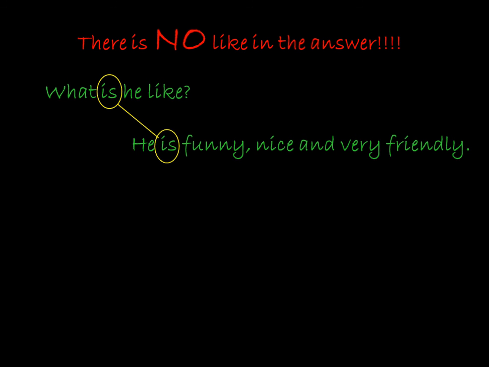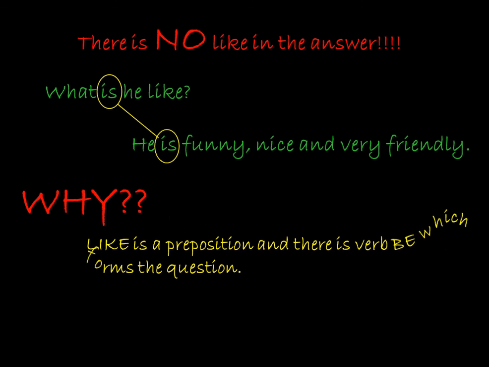It means that it has its own meaning, and it can also form questions and negatives. However, like works here only as a preposition, and it doesn't have to be repeated in the answer. We have the main verb be and its form is, so therefore we don't have to repeat like, because it works here only as a preposition.